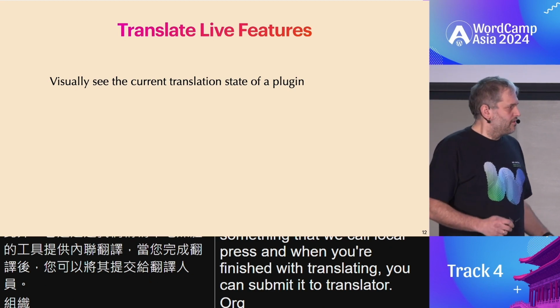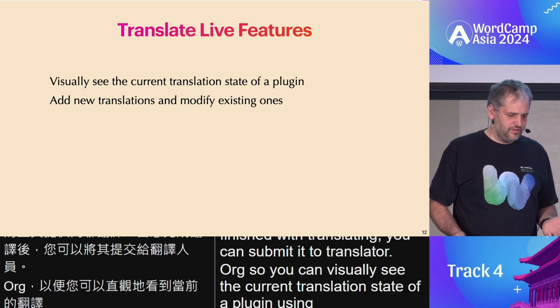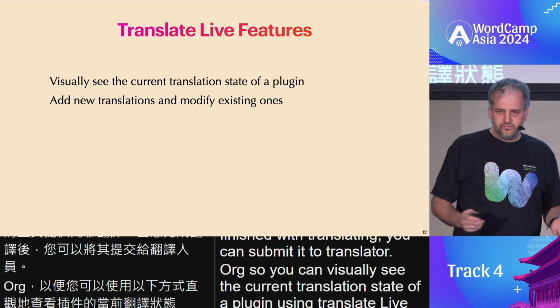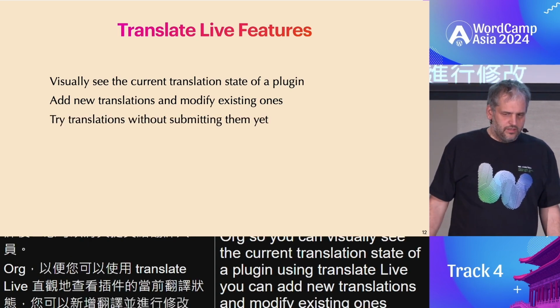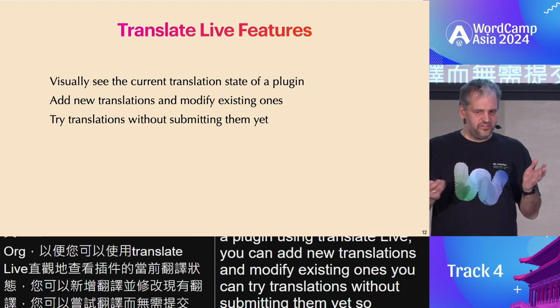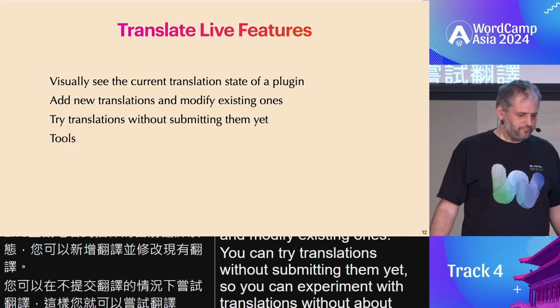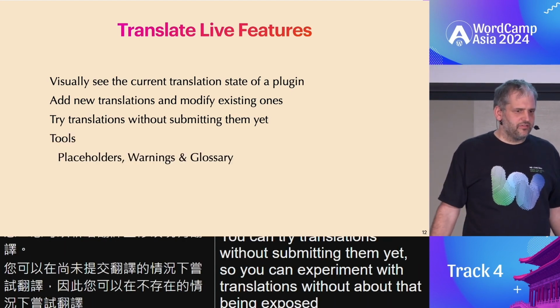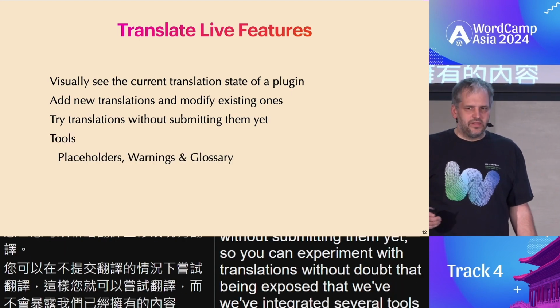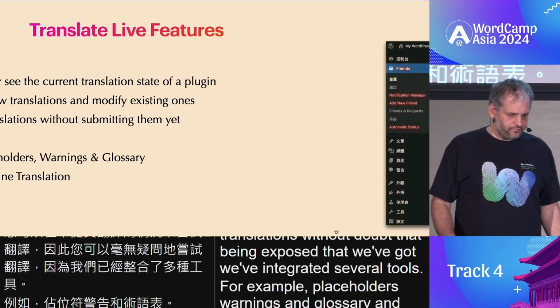You can visually see the current translation state of a plugin using Translate Live. You can add new translations and modify existing ones. You can try translations without submitting them yet, so you can experiment with translations without that being exposed. We've integrated several tools, for example, placeholders, warnings, glossary, and machine translation.